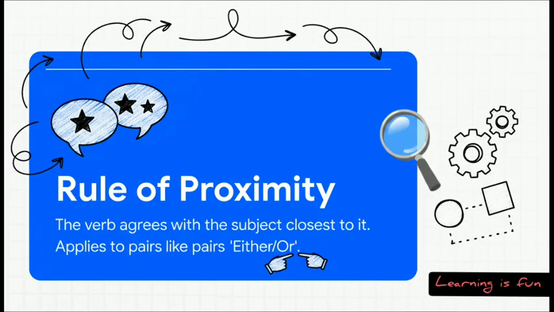Okay, next up is a really useful trick I like to call the rule of proximity. It's just a simple name for a powerful idea that clears up so much confusion, especially with pairs like either or, or not only but also. The rule is simple. The verb agrees with whatever subject is physically closest to it in the sentence.